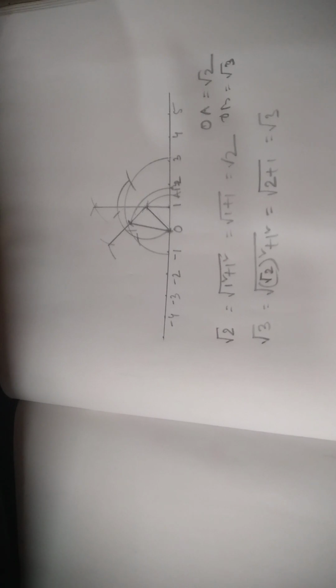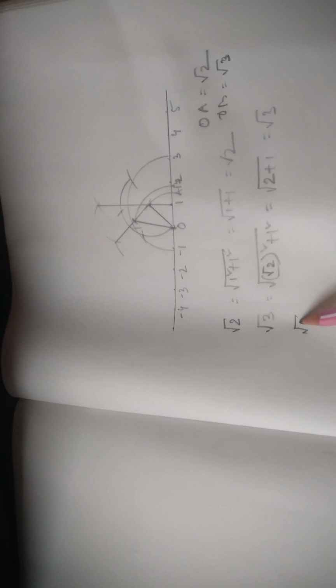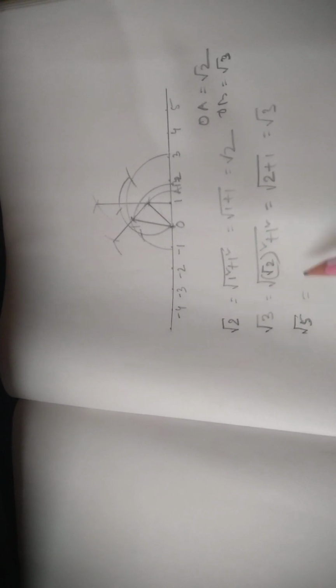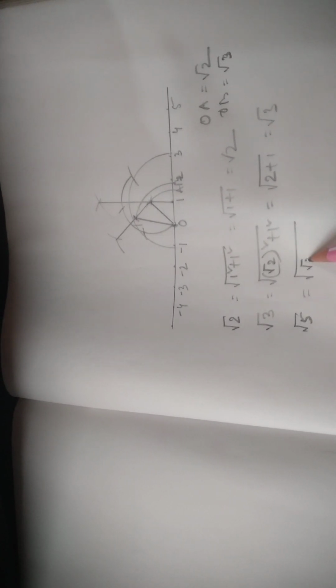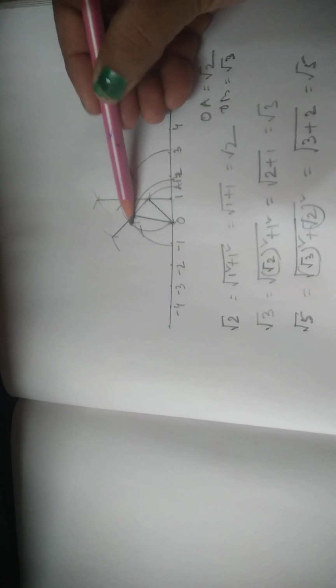Now, root 4, we know it very well that root 4 is 2 and it is a rational number. We obviously show root 4 as 2. Now root 5, how do we plot root 5? This is the value of root 3. So how do we get root 5? We can write that root 5 is equal to root over root 3 square plus root 2 square, because root 3 square means 3, root 2 square means 2. So 3 plus 2 is 5. So this is already root 3, and now you have to draw a perpendicular on this line.